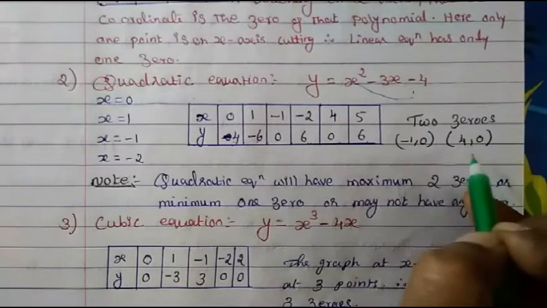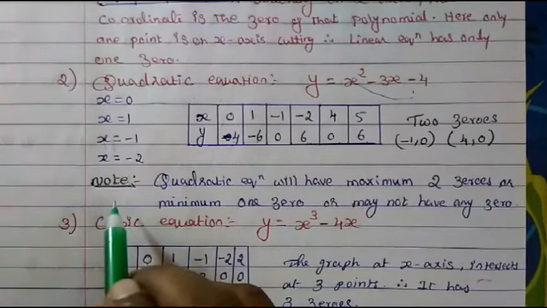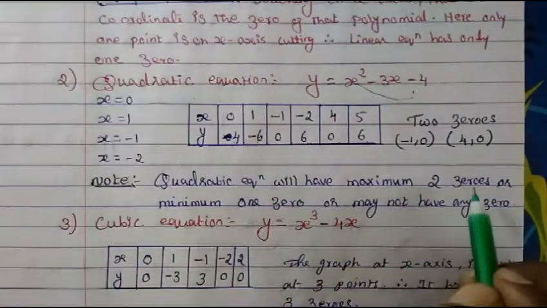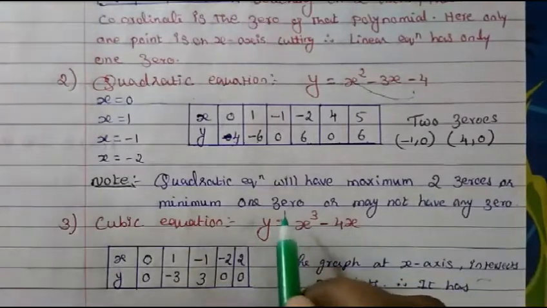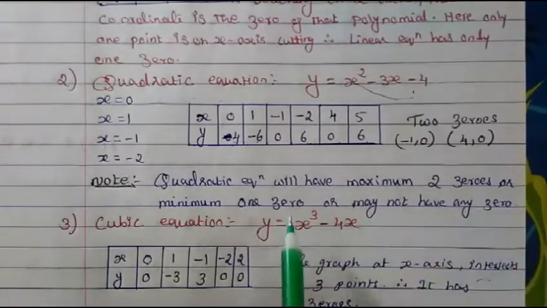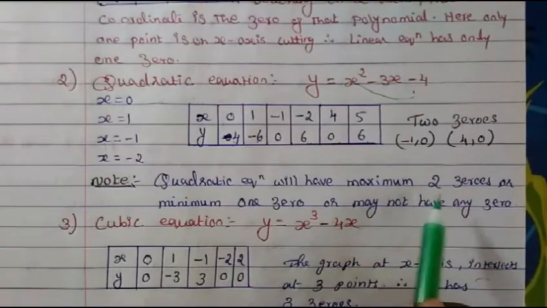At 2 point the graph will cut the x-axis. So what we have to see here is that a quadratic equation will have maximum 2 zeros or minimum 1 zero, or may not have any zero. So it is not compulsory that a quadratic equation has to have a zero. So maximum it will have 2, not more than 2.